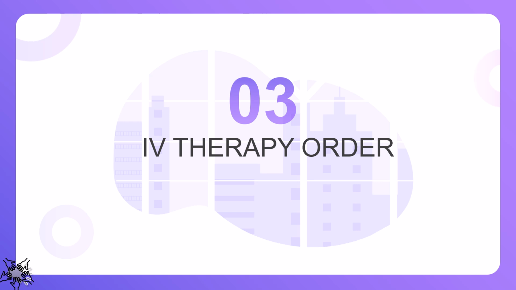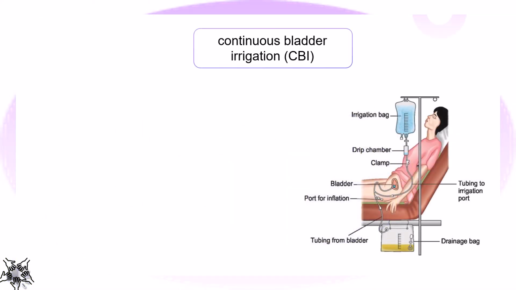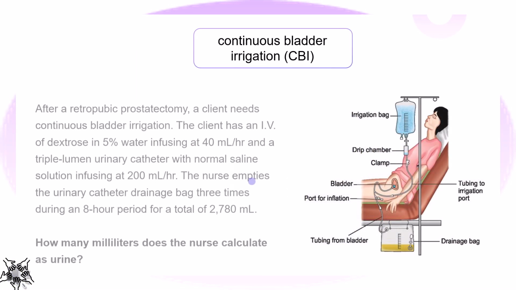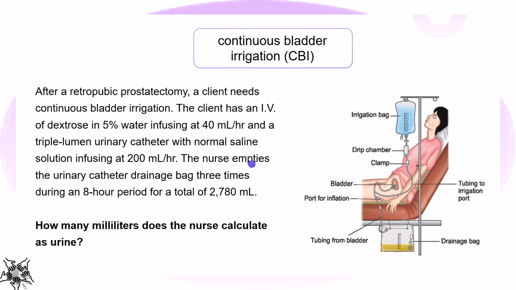Third scenario. Continuous bladder irrigation, CBI. After a retropubic prostatectomy, a client needs continuous bladder irrigation. The client has an IV of dextrose in 5% water, infusing at 40 milliliters per hour, and a triple lumen urinary catheter with normal saline solution infusing at 200 milliliters per hour. The nurse empties the urinary catheter drainage bag 3 times during an 8-hour period for a total of 2,780 milliliters. How many milliliters does the nurse calculate as urine?